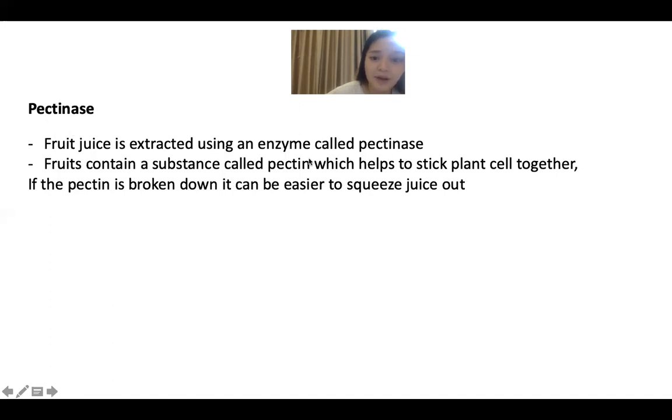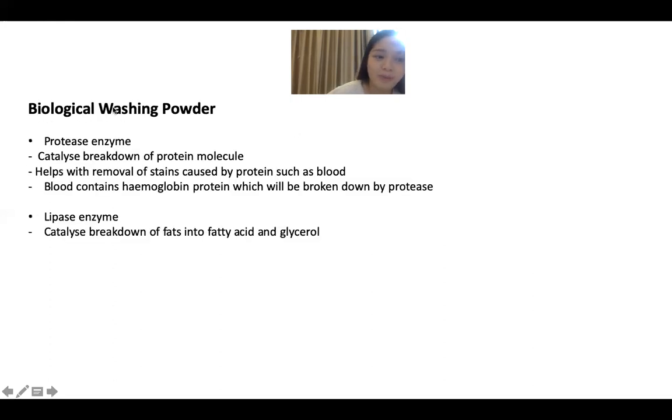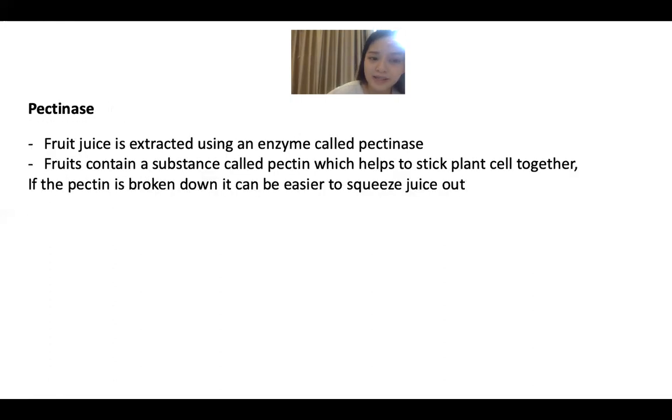Pectinase is an enzyme. Now it breaks down something called pectin. Fruit actually has a substance called pectin, which helps to stick plant cells together. So if you break down this pectin, then it's easier to get clear, nice juice out. Okay, so this one is very important for paper 6. It always comes on paper 6. So I want you to know pectinase breaks down the fruit plant cell wall glue, pectin.